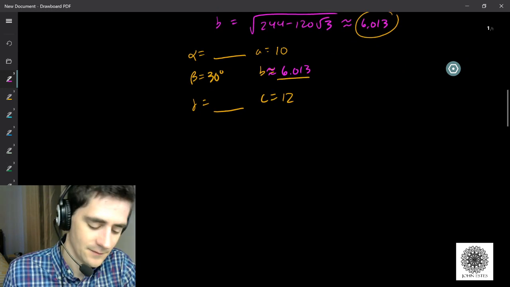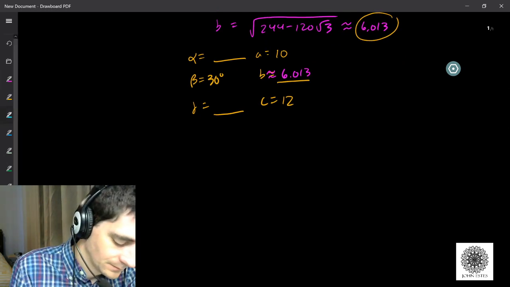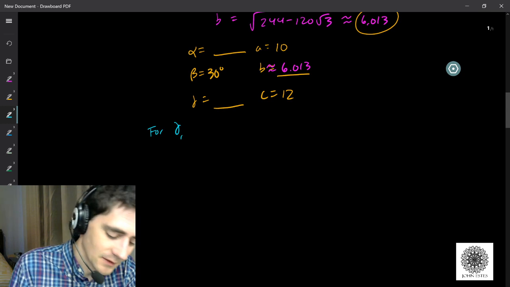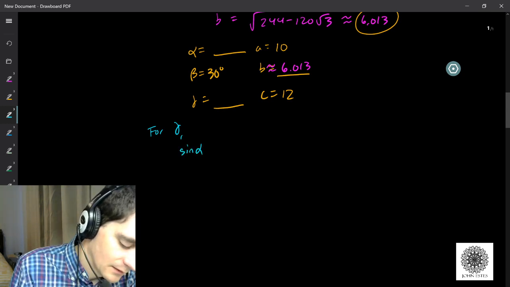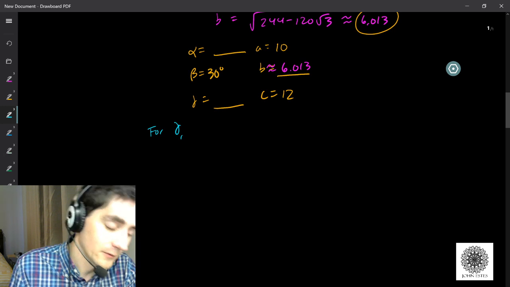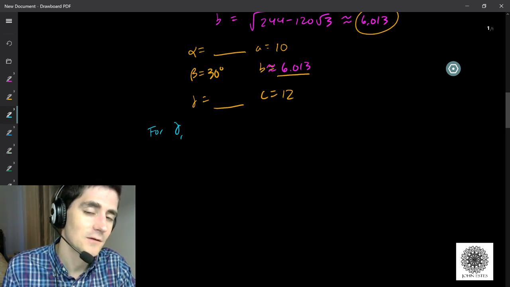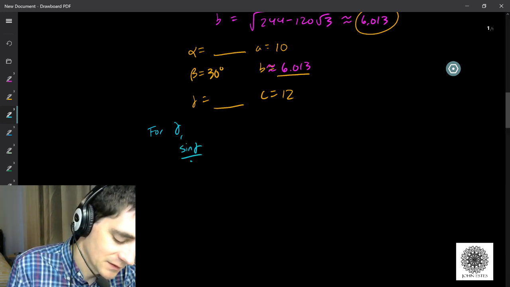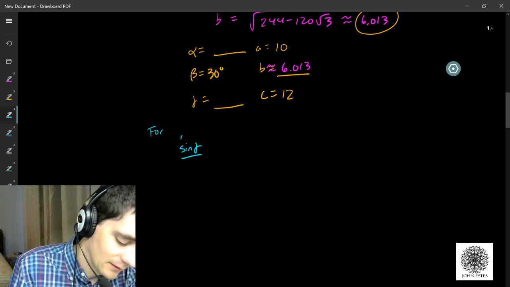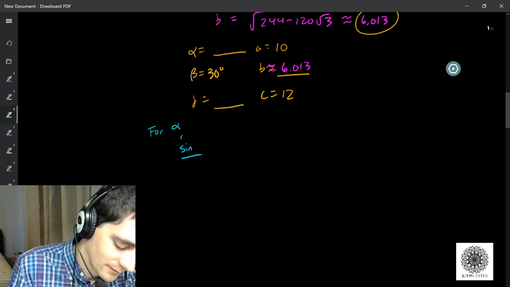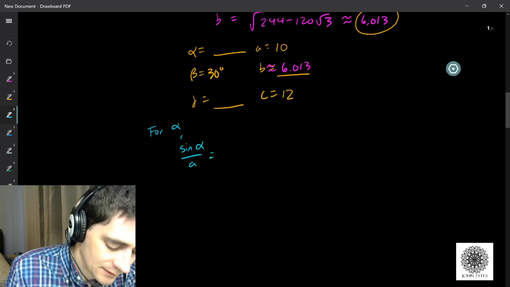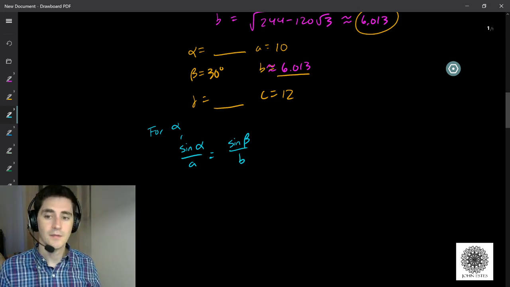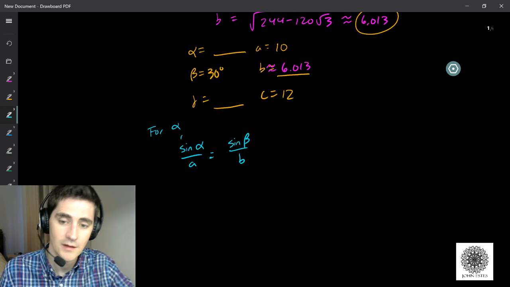Okay, so to find angle alpha, what can we do? I'm trying to figure out sine alpha, but I don't know that yet. All I know is I'm trying to find alpha. I could use law of cosines again, maybe, but why don't we just use law of sines, which is a lot easier. So sine alpha over A is, well, now we know sine beta over B. We know that relationship, so I can just use that fact to solve for alpha.